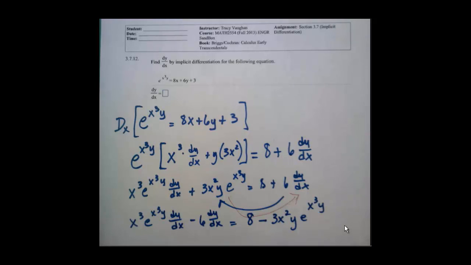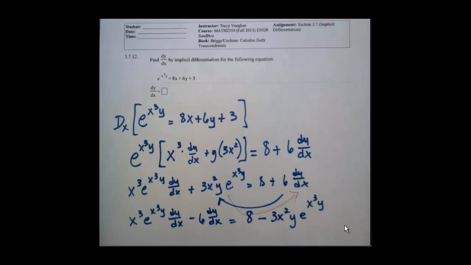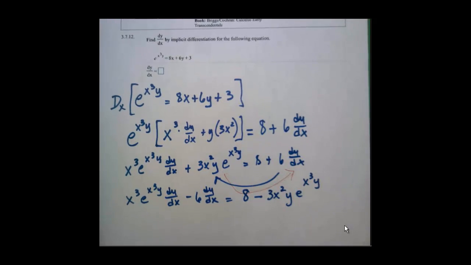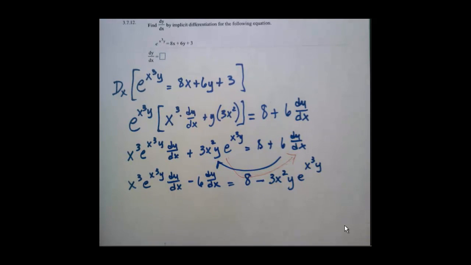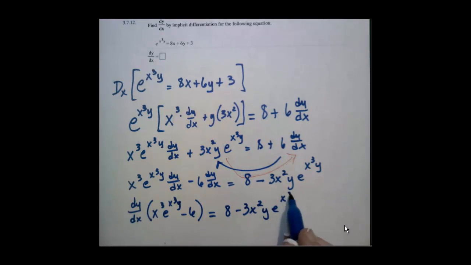Then what? Well, to complete and solve for dy/dx, next we want to factor dy/dx out of both terms on the left. So we'll say dy/dx times x cubed e to the x cubed y minus 6 is equal to 8 minus 3x squared y e to the x cubed y.